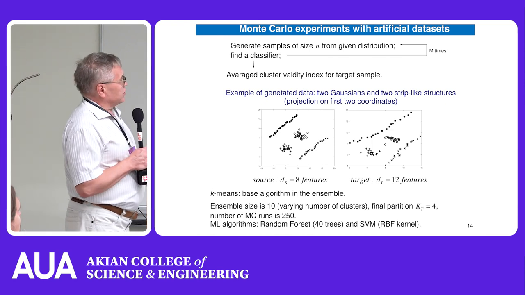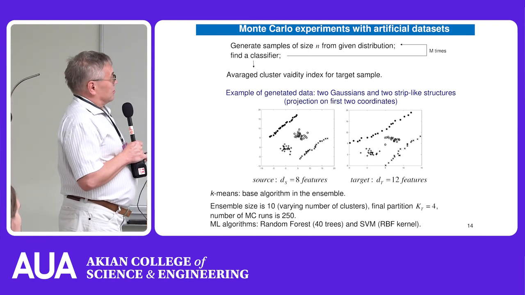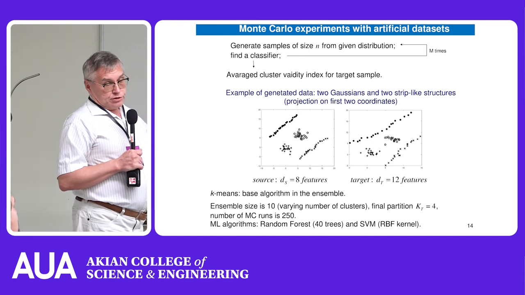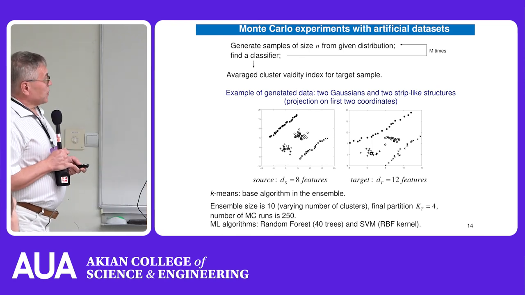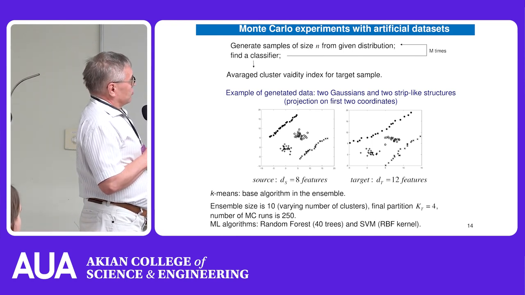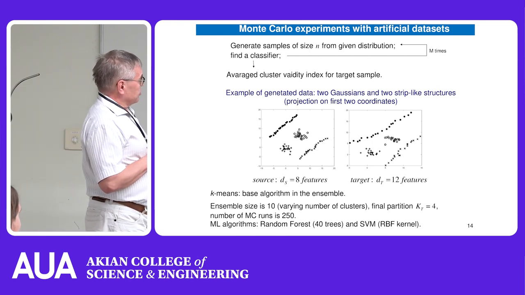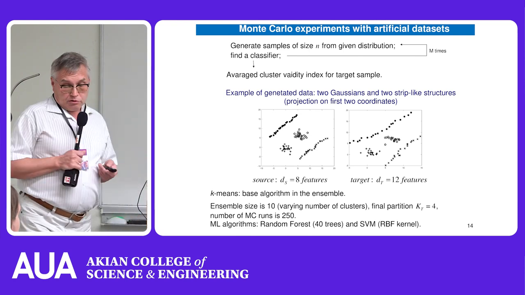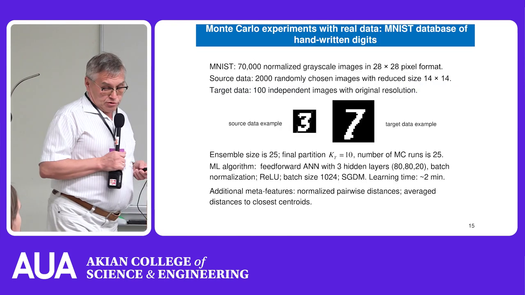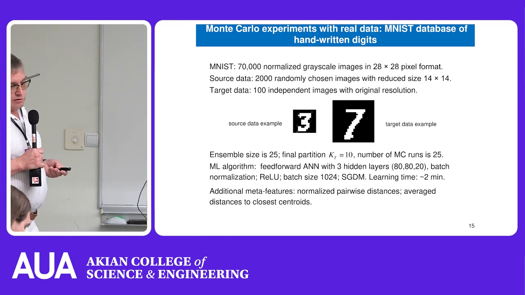We have performed experiments with some artificial data sets using Monte Carlo simulation. So we generate data multiple times, then perform clustering and define the quality of the result. And then we can average the results of all experiments. Here are shown some examples of generated data. We use k-means as a basic algorithm, and random forest and support vector machine for classification and knowledge transfer.